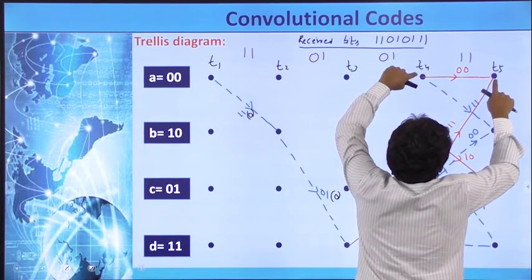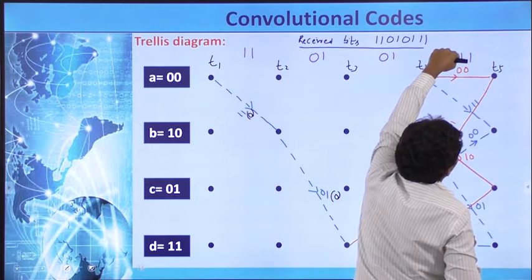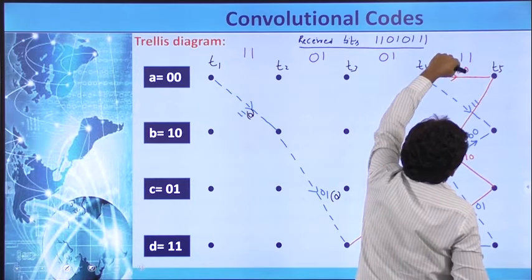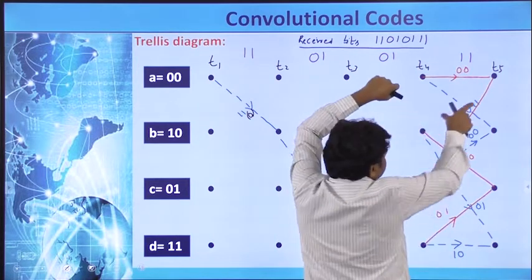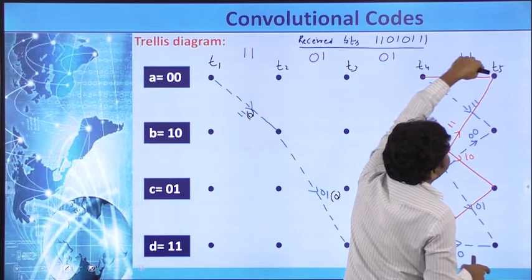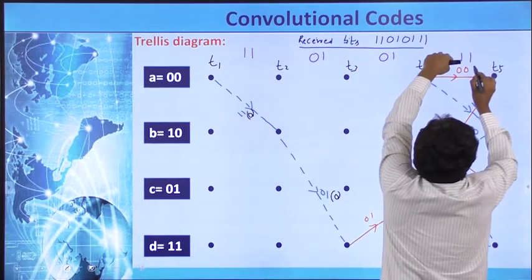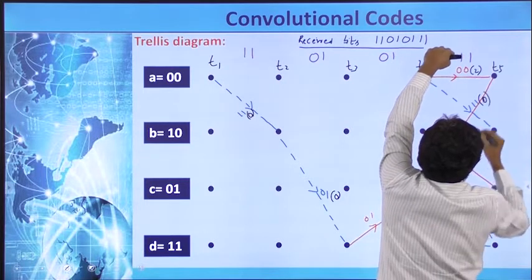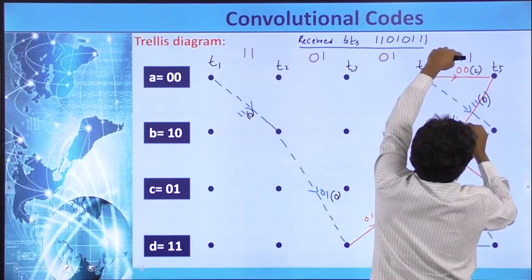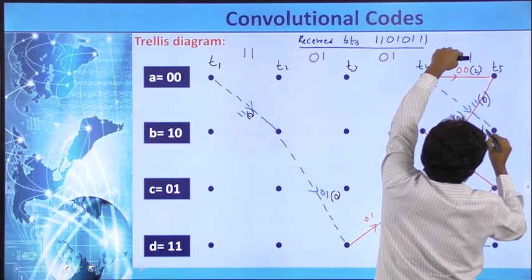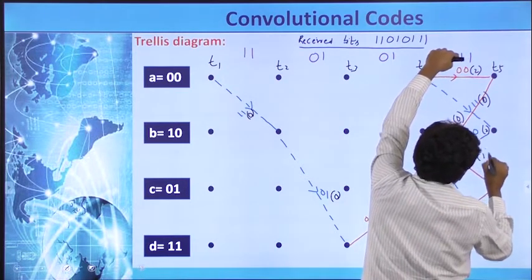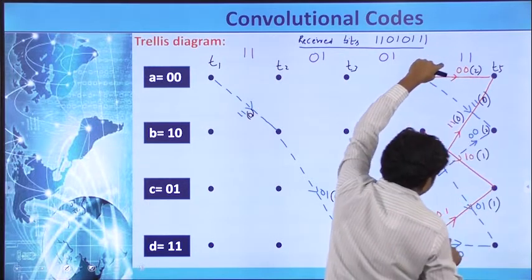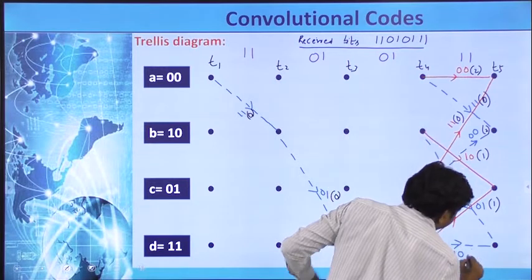From T4 to T5, the received bits are 1, 1 and calculate the metric between the coded sequence and the received bits for all the branches between T4 and T5. So here the Hamming distance between these two is 2, whereas the Hamming distance between these two is 0. The Hamming distance between these two is 0. The Hamming distance between these two is 2. The Hamming distance with these two is 1. The Hamming distance between this is 1, whereas the Hamming distance between these two is 1.